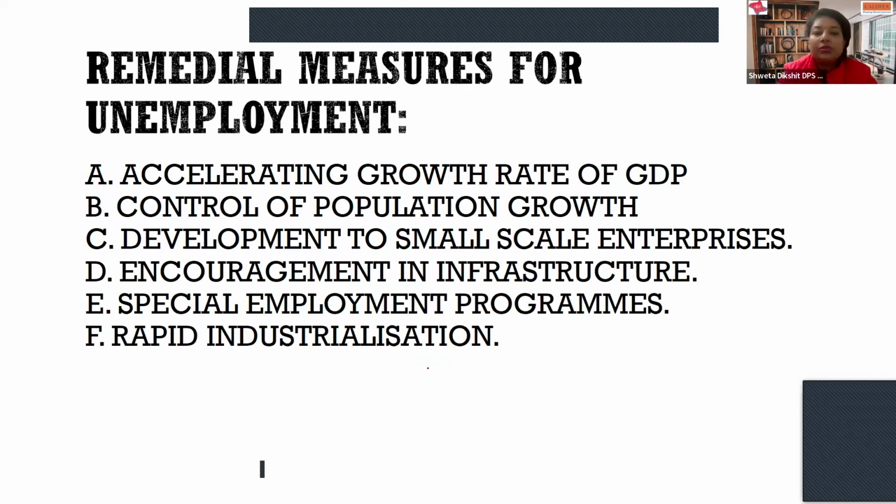So we definitely need to talk about the development of small scale enterprises where we can absorb all those who are left out from agriculture and industries. We should also encourage infrastructure. This is something new. Infrastructure, especially social and economic, both types of infrastructures, not only provide direct employment, but also indirect employment.